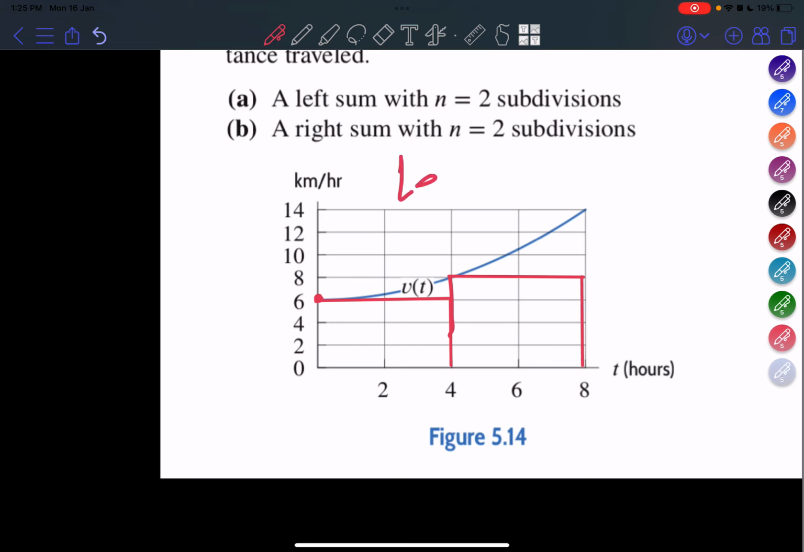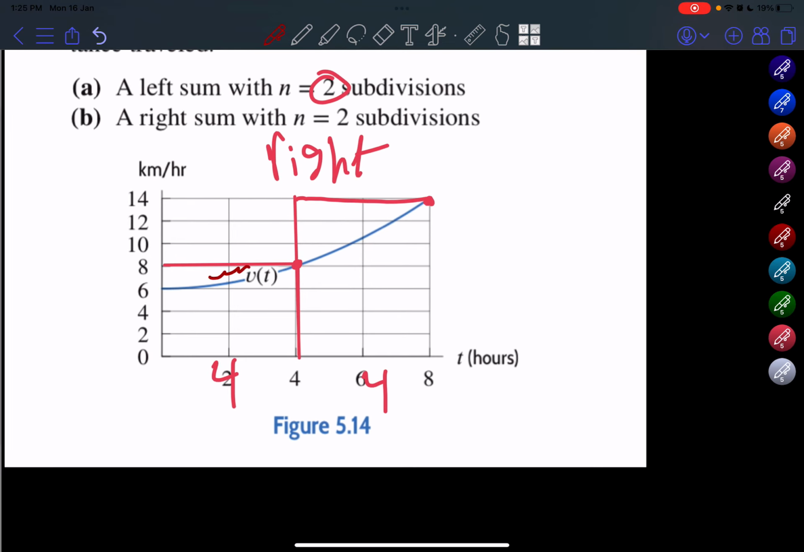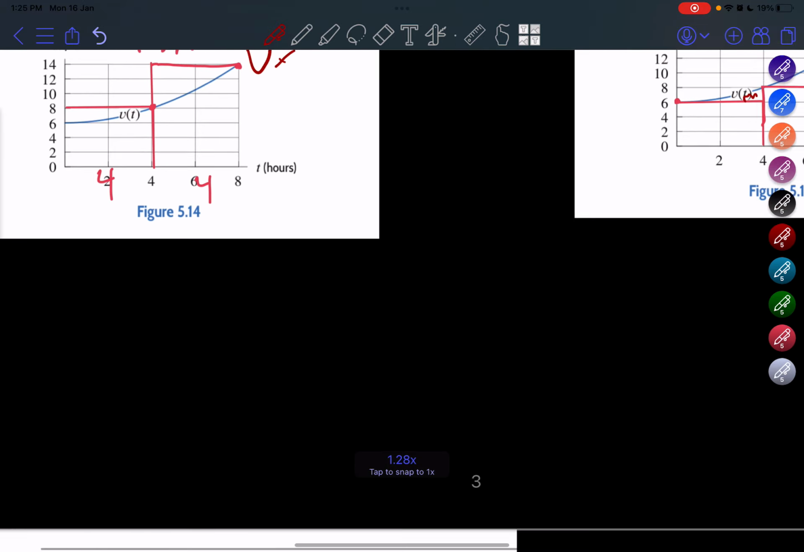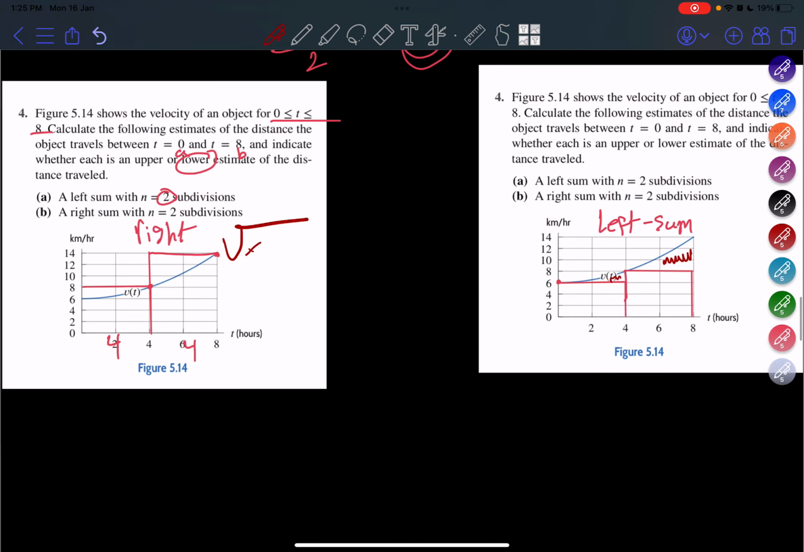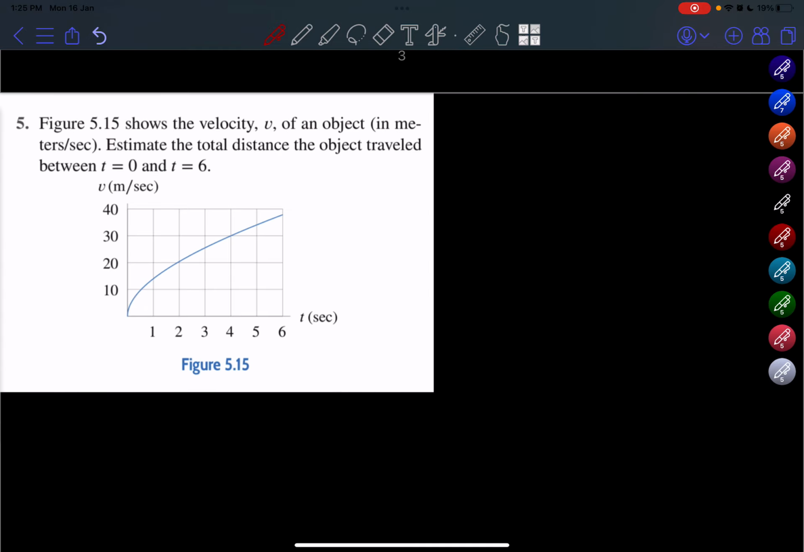So this is left sum, and we can see it's a lower estimate because there's a lot of area under the curve, and this is an overestimate because there's a lot of area over the curve. Okay, now what we usually do is we have an equation like the one we had in the previous question here, but in this case we will just count from the rectangles and then multiply by the width. Then we move on to question number 5.